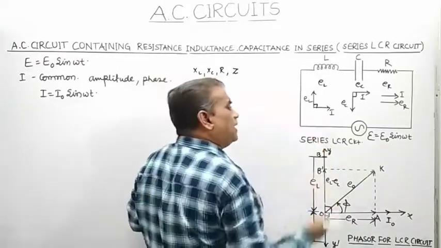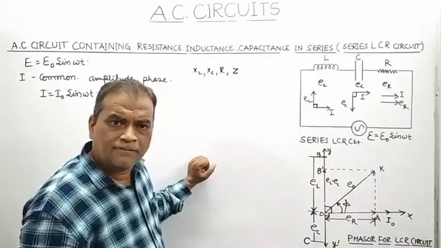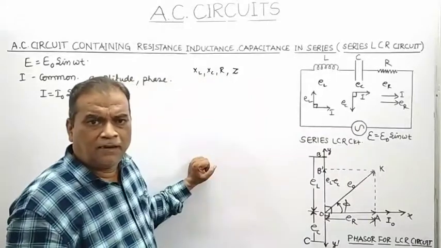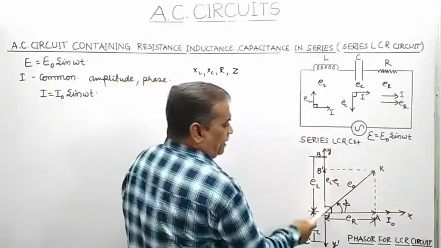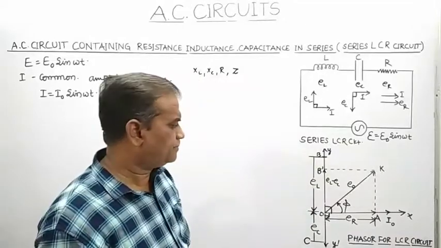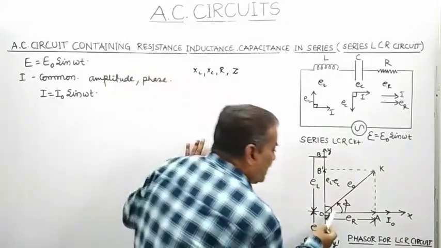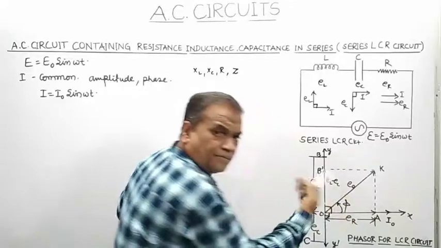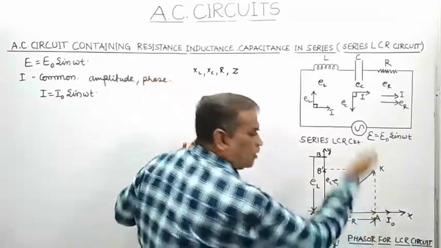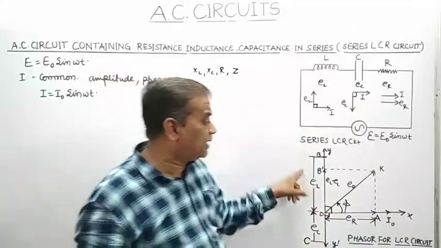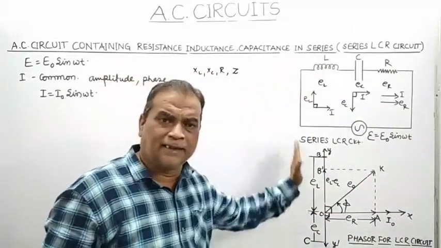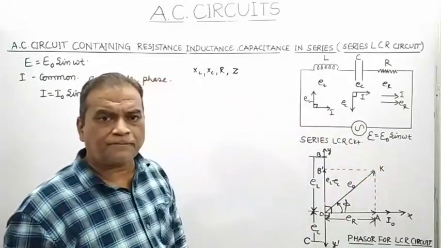As EL leads the current, voltage across inductor leads the current. Hence, EL is represented by means of OB along OY axis, which is rotated through 90 degree in what? In anti-clockwise direction from the direction of I0. It means that EL is leading the current.